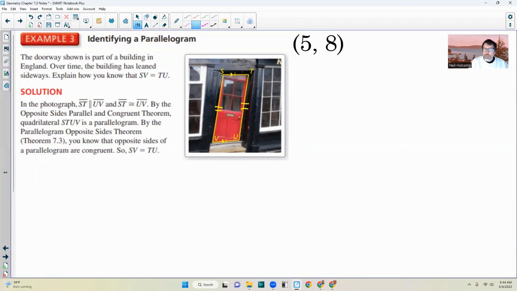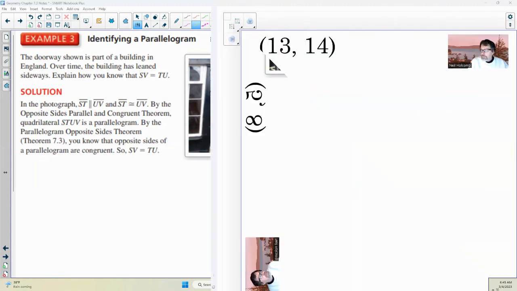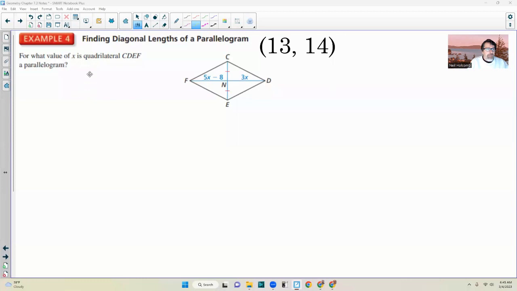Now you should be able to do problem numbers 5 and 8 on your exercises. Okay, example 4 says finding diagonal lengths of a parallelogram. So it says, for what value of x, we have quadrilateral CDEF with two diagonals drawn, and they intersect at N. It says, for what values of x is this quadrilateral CDEF a parallelogram?